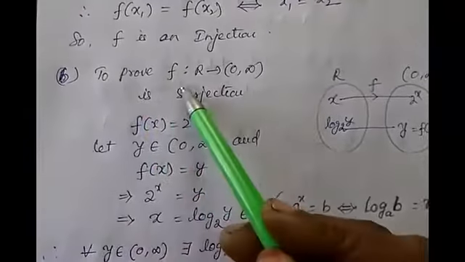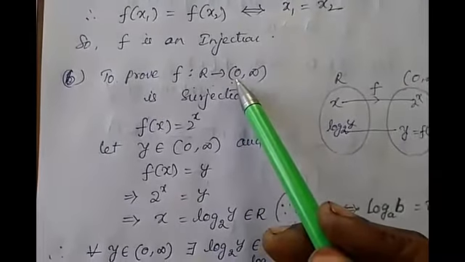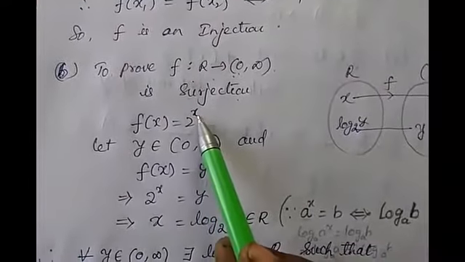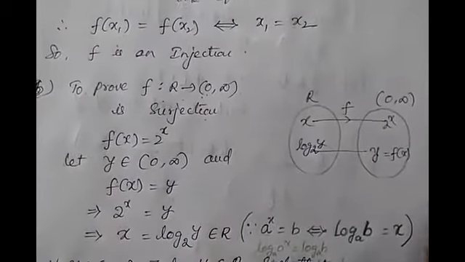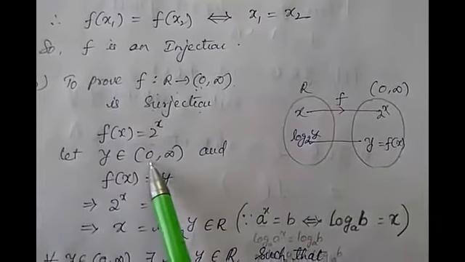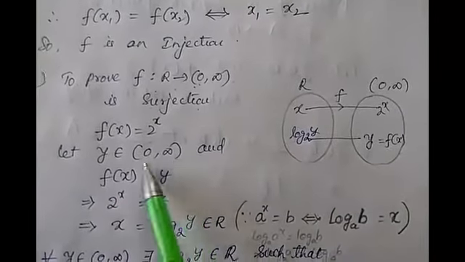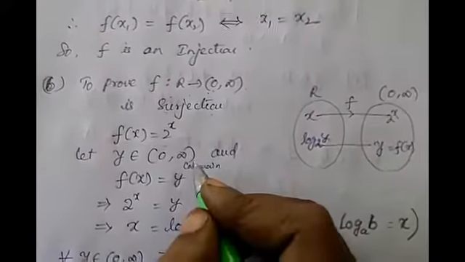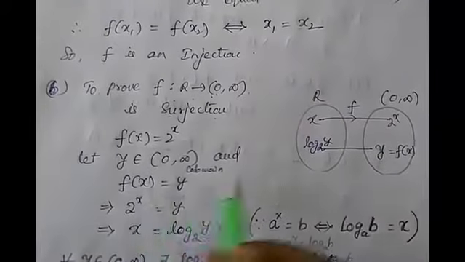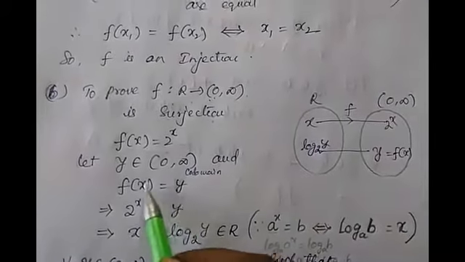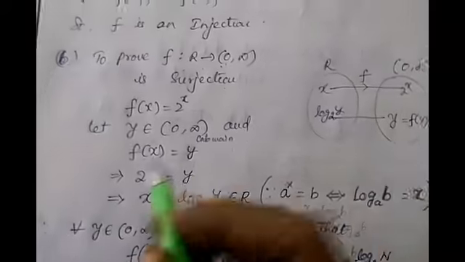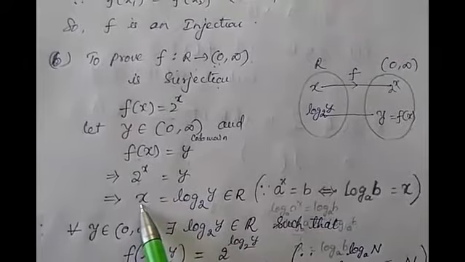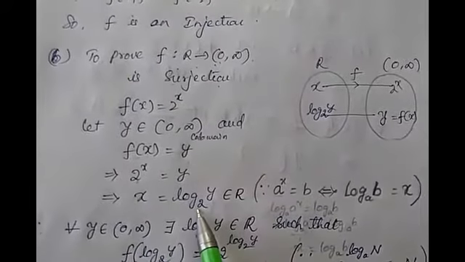Okay. B, to show that f from R to the open interval 0 comma infinity is a surjection. The given function is what? f of x is equal to 2 power x. Let us take y belongs to the open interval 0 comma infinity, the codomain. Let us take an element from codomain. Then also take f of x is equal to y. The image of x is y. What is it? 2 power x is equal to y. By the definition of logarithm, it becomes what? x is equal to log y base 2.